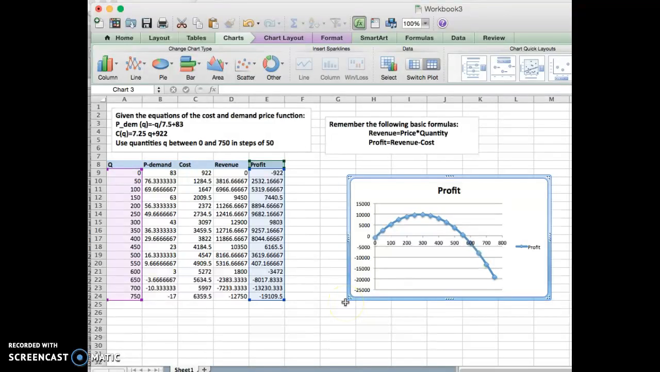And so there's more that we can do to analyze these graphs and this data, but for now we're just looking at creating the table and finding a graph for that.